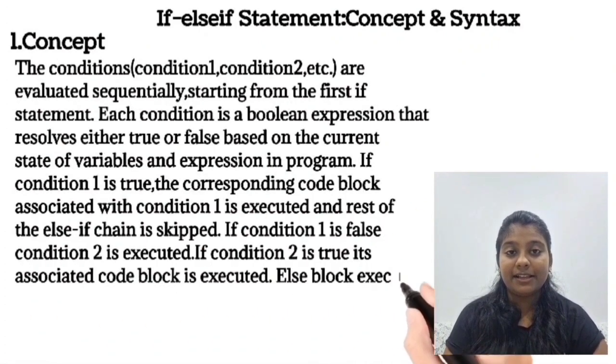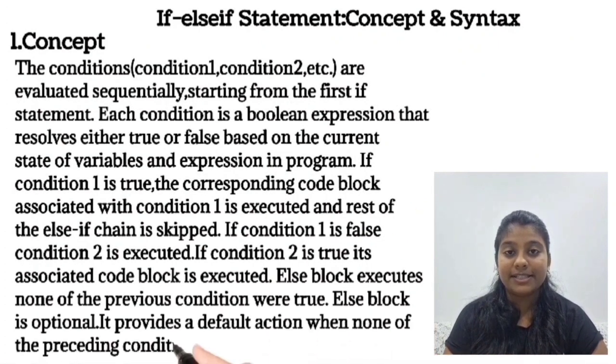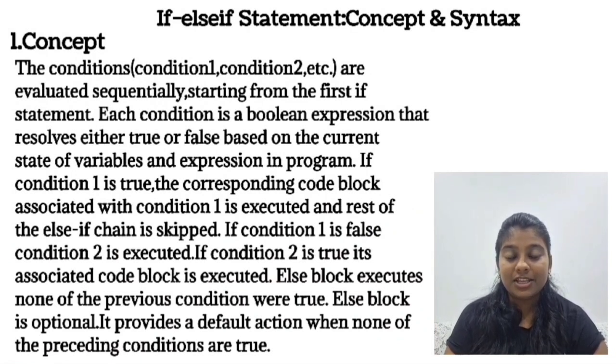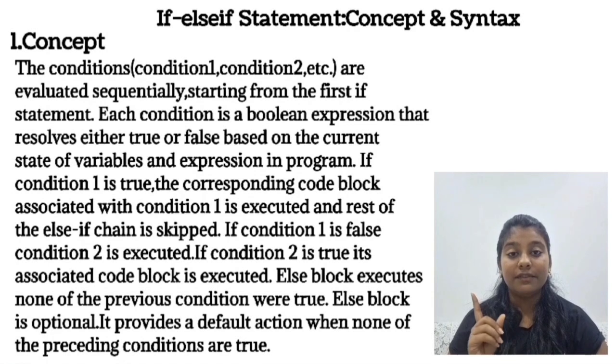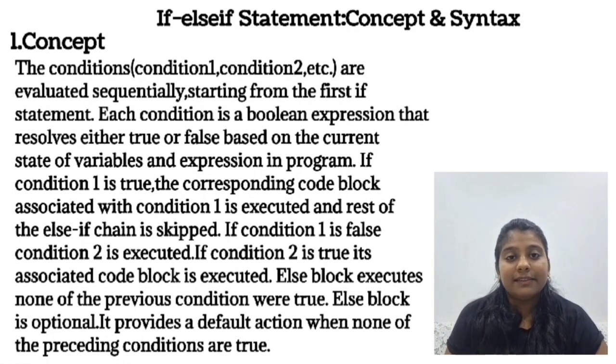So basically, there are three conditions evaluated sequentially starting from the if statement. Each condition is a Boolean expression which resolves to either true or false. If condition 1 is true, it will be executed. If it is false, then condition 2 will be evaluated. The else block executes when none of the previous conditions are true.